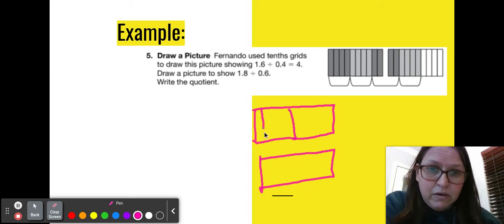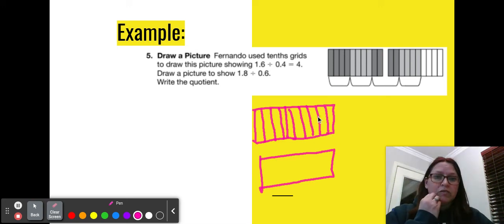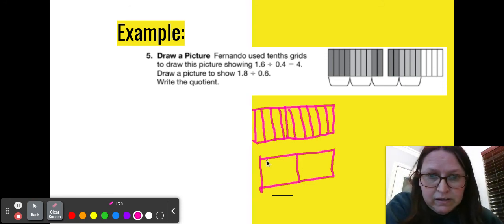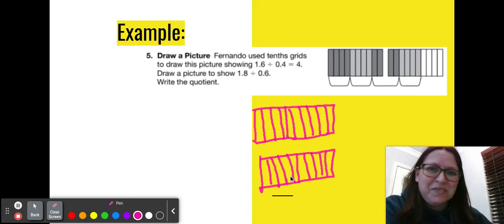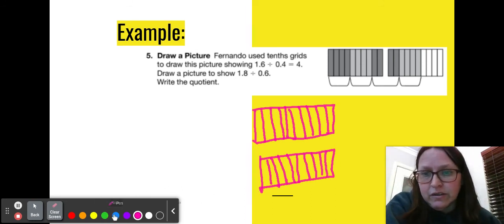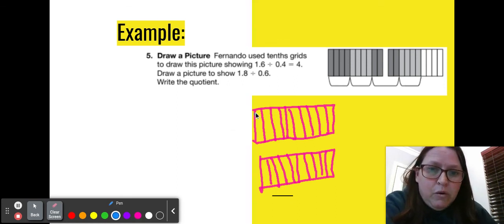So I'm going to divide it in half, and then 1, 2, 3, 4, 5. There. 1, 2, 3, 4, 5, 6, 7, 8, 9, 10. Let me do it again. I'm an artist. I know. It's awesome. So now the next thing I need to do is say, okay, what is 1.8? 1.8 is a full 1, and then it's 8 of the second one. Okay. So that right there is 1.8.